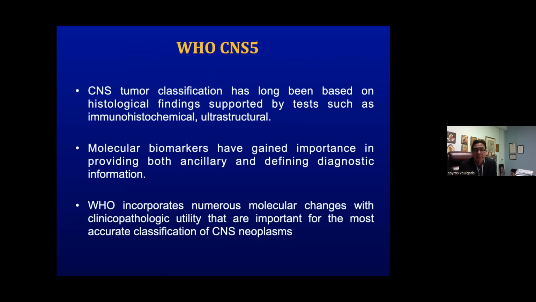CNS tumor classification has long been based on histological findings supported by tests such as immunohistochemical and ultrastructural. Molecular biomarkers have gained importance in providing ancillary and defining diagnostic information. WHO incorporates numerous molecular changes with clinicopathological utility that are important for the most accurate classification of CNS neoplasms.